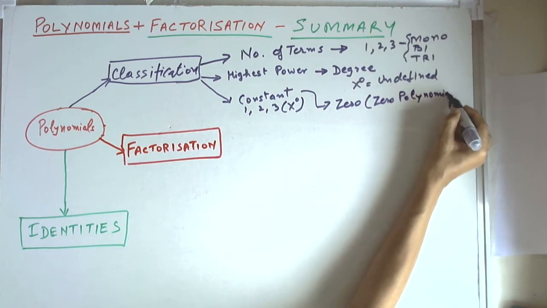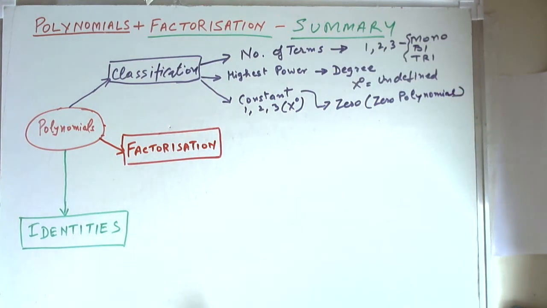The zero polynomial is different from the zero of a polynomial. The zero of a polynomial is a condition which is used in factorization.